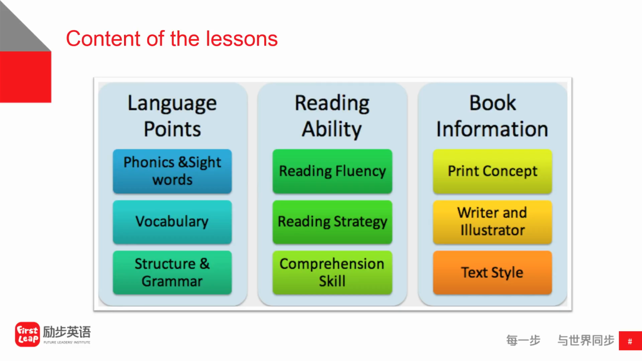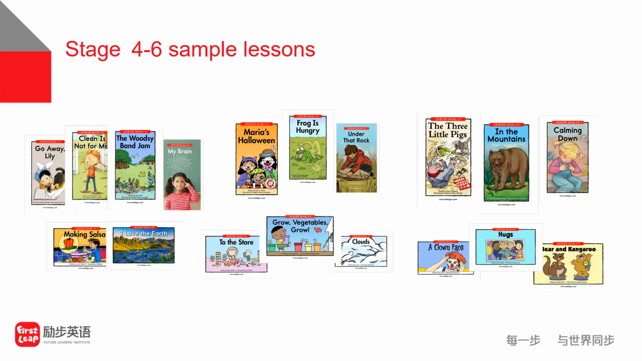So the content of our lessons includes language points, which have the phonics and sight words, vocabulary, and structures and grammar, as well as reading ability, reading fluency, reading strategies, and comprehension skills. And last, the book information, so print concepts, writers and illustrators, and text styles. These are some of our sample lessons from stages 4 through 6. Books include Go Away Lily, My Brain, Maria's Halloween, Under That Rock, A Clown Face, and Calming Down.